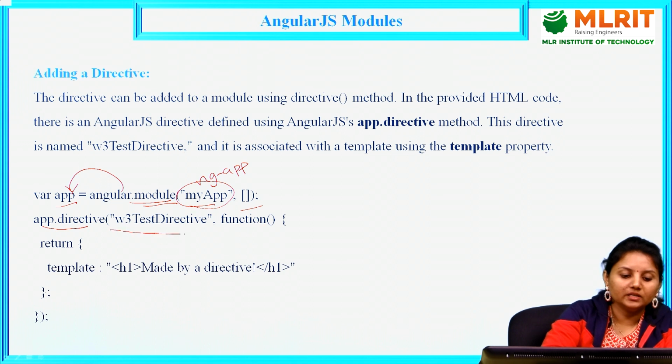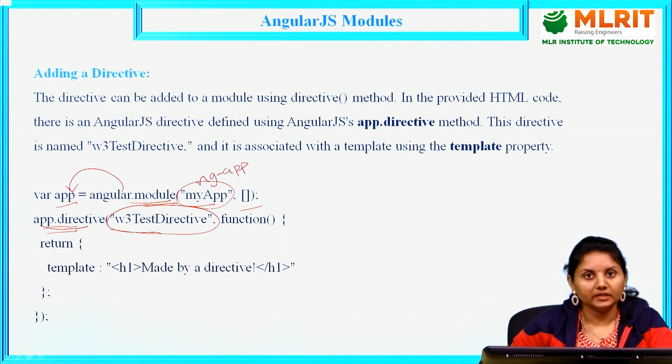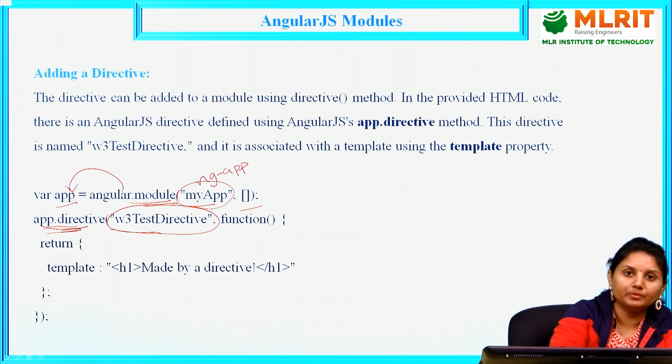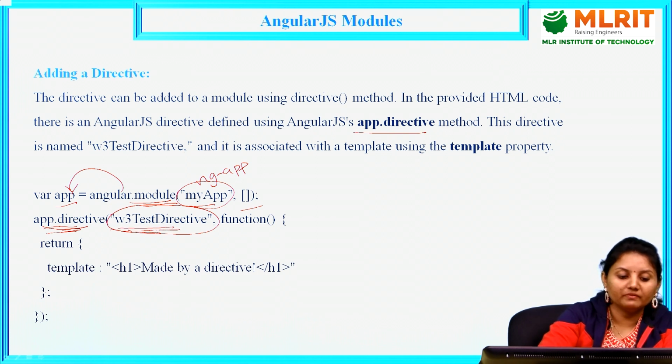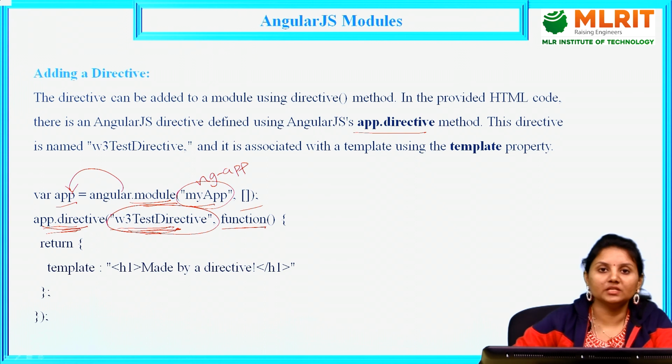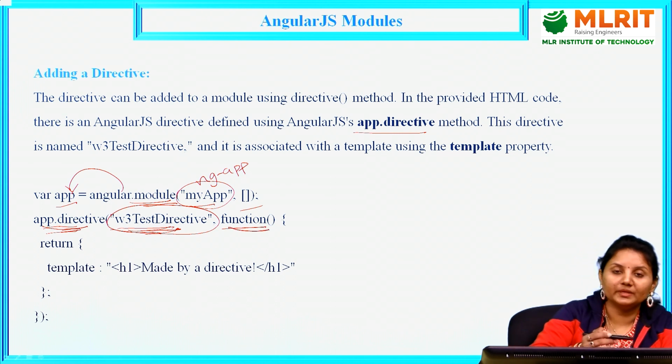app.directive, and here we are going to give w3TestDirective. So what is this app.directive? For controlling, we have used app.controller. Similarly, for creating a directive, we give app.directive. The app.directive method is used to create a directive. The first parameter is the directive name, w3TestDirective, which is user defined. And the second parameter will be the function which defines the functionality of your directive.